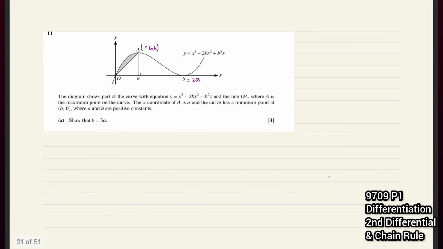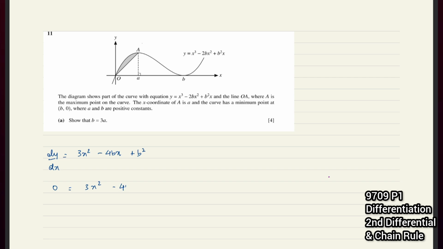Next, the diagram shows part of the curve with this equation and the line OA, where A is the maximum point on the curve. The x coordinate of A is a, and the curve has a minimum point at (b, 0). a and b are constants. Show that b is equal to 3a. Now what do we do? We find dy/dx. dy/dx is equal to 3x² - 4bx + b². As both of them are turning points, we equate it to 0.